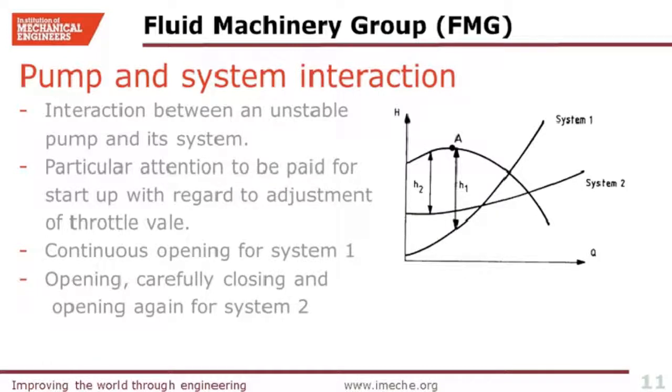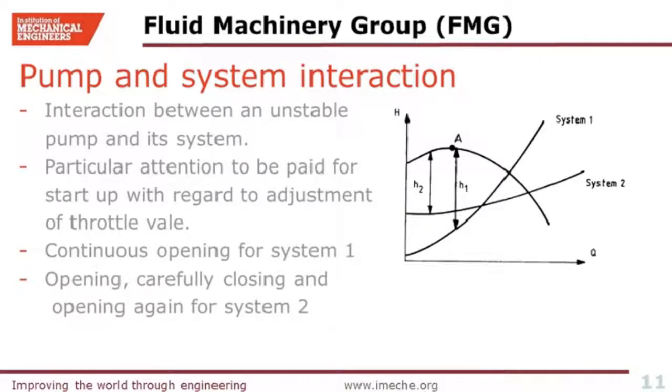So the throttle valve for system 2 has to be tuned to match the system. That means the valve needs to open slightly to a certain amount and then slightly close and open again. If you remember, we discussed in the previous slide that unstable curves are likely to cause instability. Here, probably you can see why.